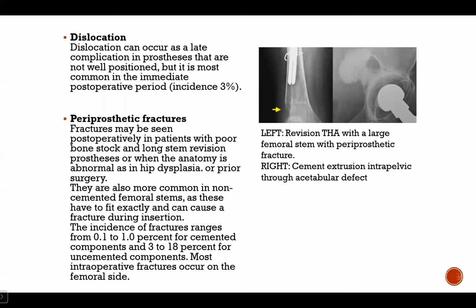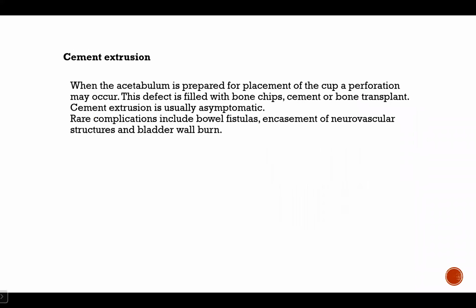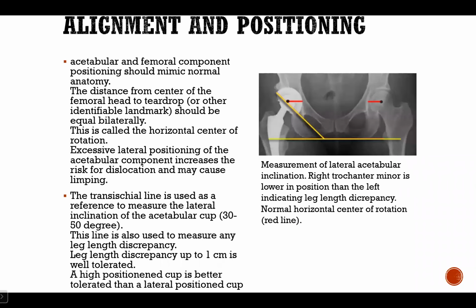The left radiograph shows the femoral stem with periprosthetic fracture, and the right one shows the cement extrusion with intrapelvic acetabular defect. Cement extrusion: when the acetabulum is prepared for the placement of the cup, a perforation may occur. This defect is filled with bone-shaped cement or bone transplant. Cement extrusion is usually asymptomatic, with rare complications including bowel fistula, encasement of a neurovascular structure, and bladder wall burn.